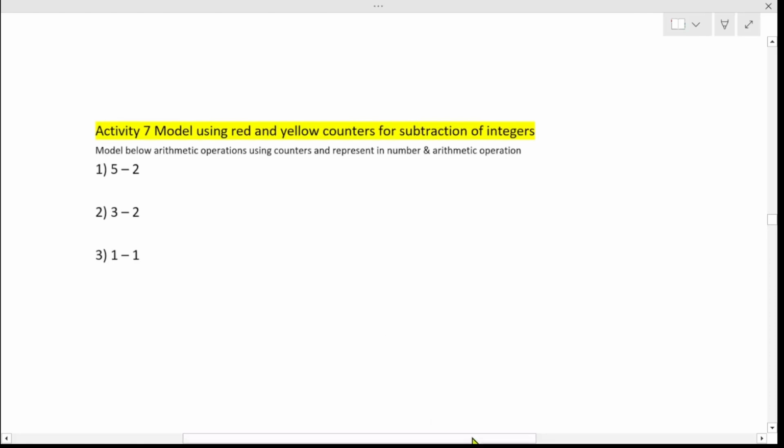So how do you model 5 minus 2? Pause a while and do it on your own. So basically 5 minus 2, you have 5 yellow counters, and the negative can mean a takeaway. So you remove, right? In the 5 counters, if you remove 2, if you take away 2, how many do you have now? You have 3. So 5 minus 2 is 3.